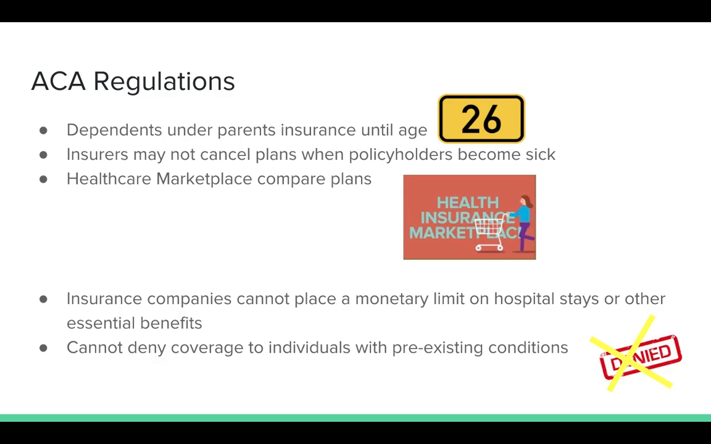In 2011, an extension of dependent coverage for young adults was put into play, so young adults can stay on their parents' insurance until age 26. Also in 2011, insurance companies are not able to place a monetary limit on hospital stays or other essential benefits. In 2014, there was a requirement for all Americans to buy health insurance or pay the fine that we just talked about.